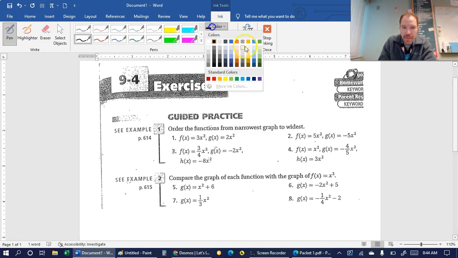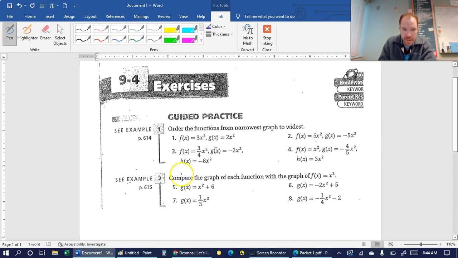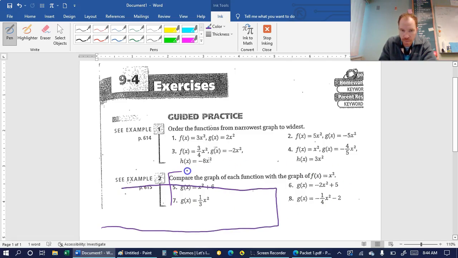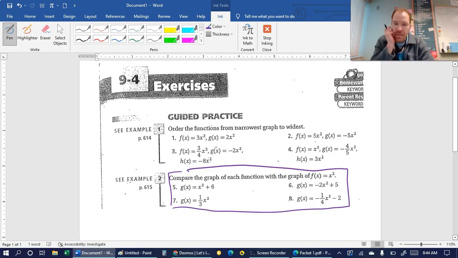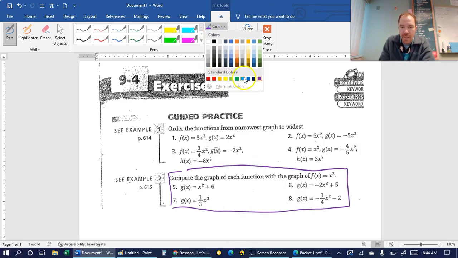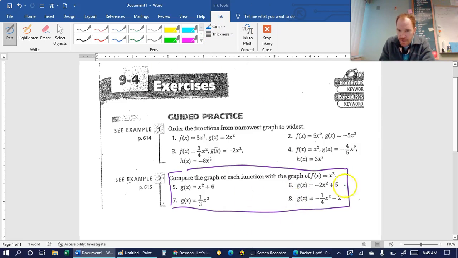So let's see here. I'm going to look down at this section. We're going to compare the graph of each function with the graph of f of x equals x squared. You might remember a couple things here. First, if the function notation scares you, you can rewrite it as y equals x squared, if that makes you feel more comfortable. And that's something we call the parent function.